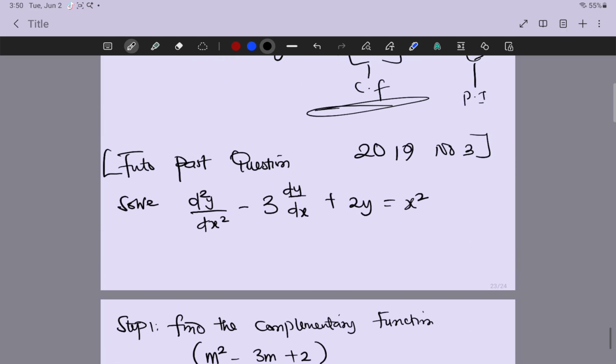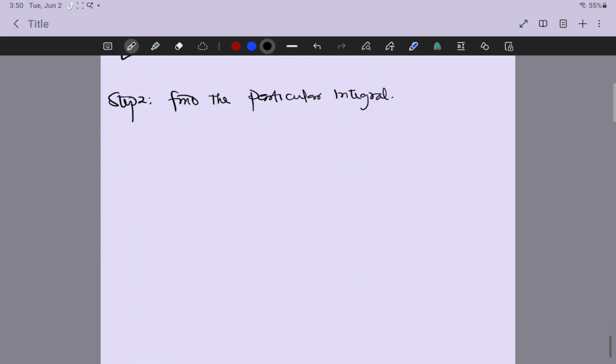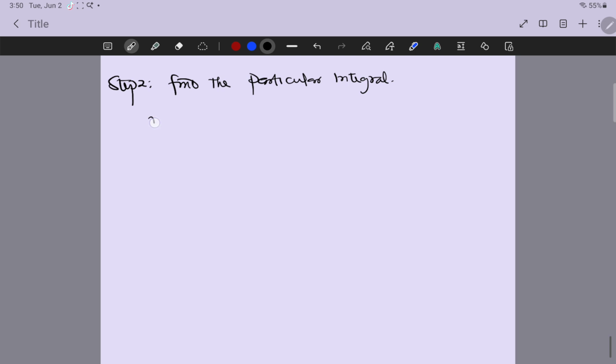Where's the right hand side of this function? Right hand side says x squared, right? Okay, so x squared. So first of all, don't forget that particular integral is like saying y is equal to cx squared plus dx plus e. Please note this is very important.